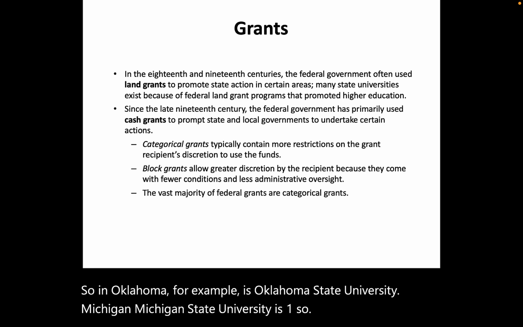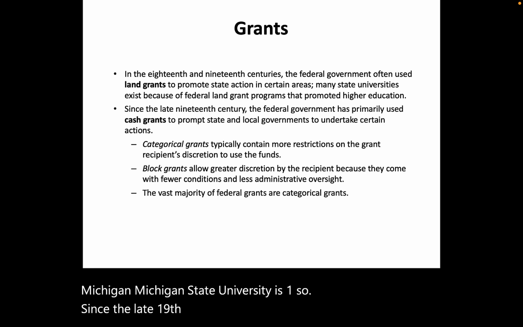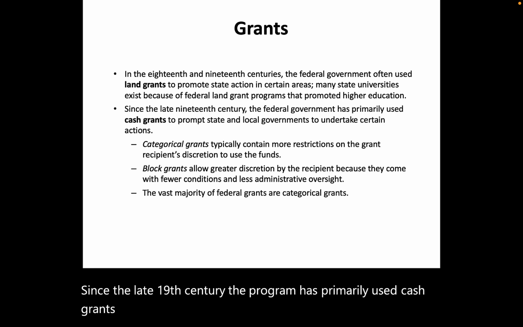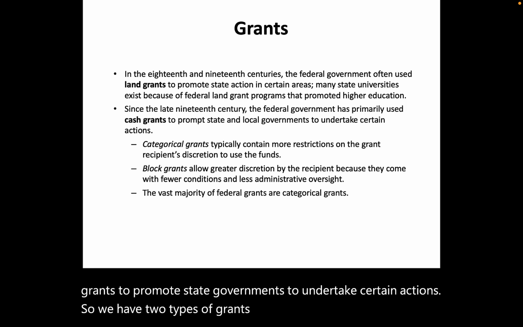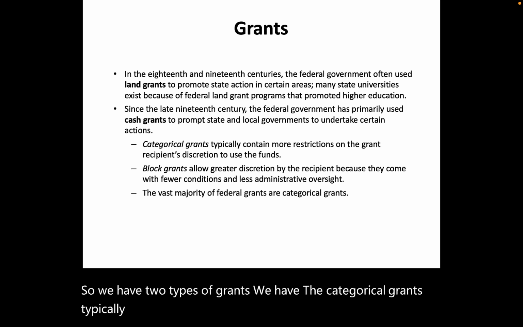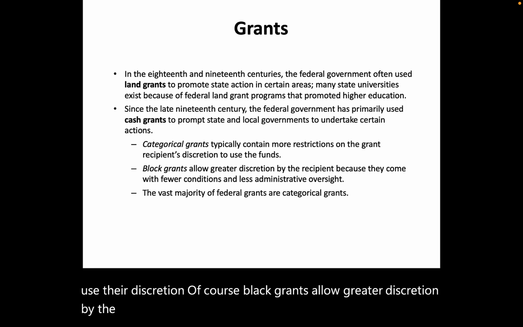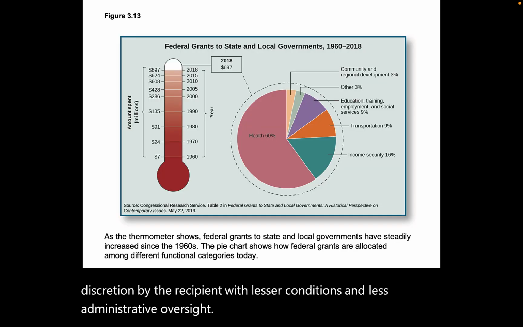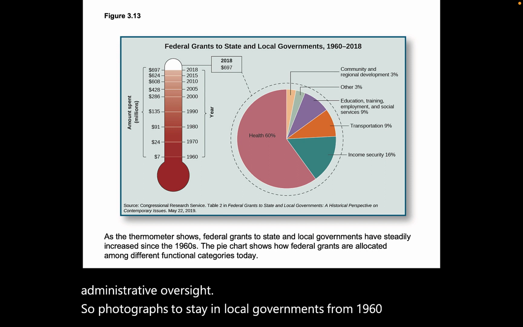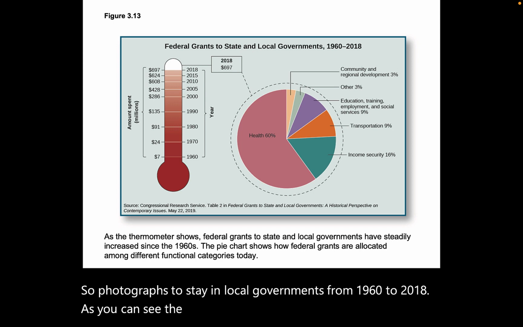Since the late 19th century, the federal government has primarily used cash grants to promote state and local governments to undertake certain actions. So we have two types of grants. We have categorical grants, which typically contain more restrictions on how the grant recipients use their discretion, and of course block grants, which allow greater discretion by the recipient with fewer conditions and less administrative oversight. Federal grants to state and local governments from 1960 to 2018, as you can see, the majority has been used for health.